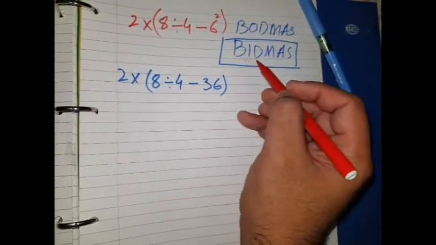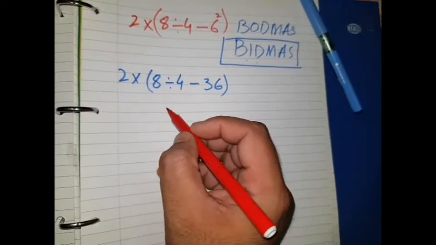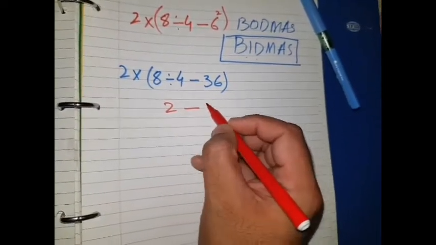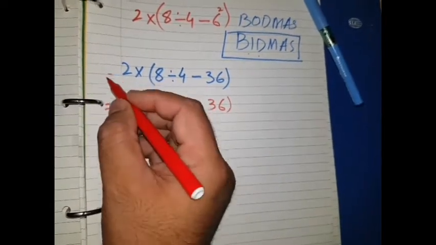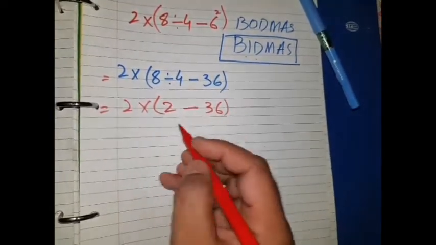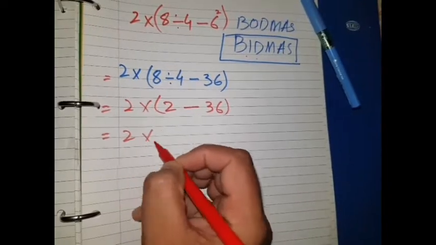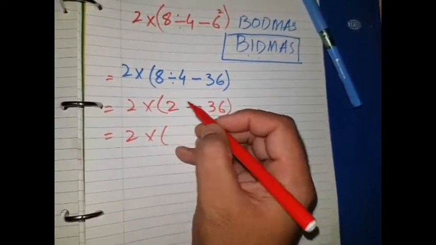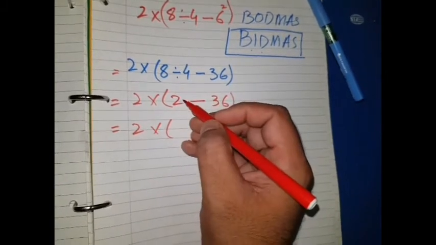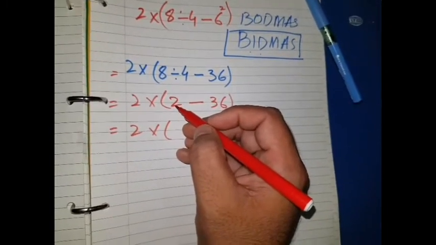I will go for the division now. So 8 divided by 4 is what? It's 2, right? 2 minus 36 and times 2. Now 2 minus 36. 2 is a smaller number. Can you subtract 36 from 2? Alright, actually on a number line, yes we can.